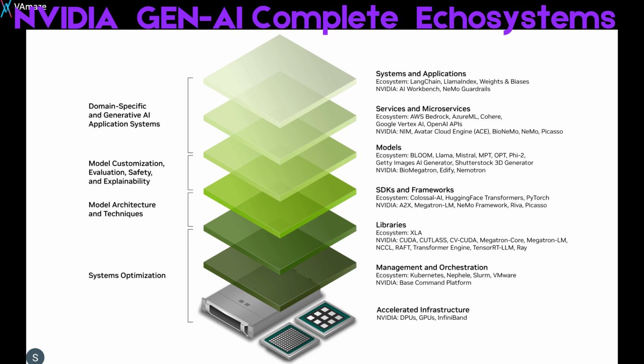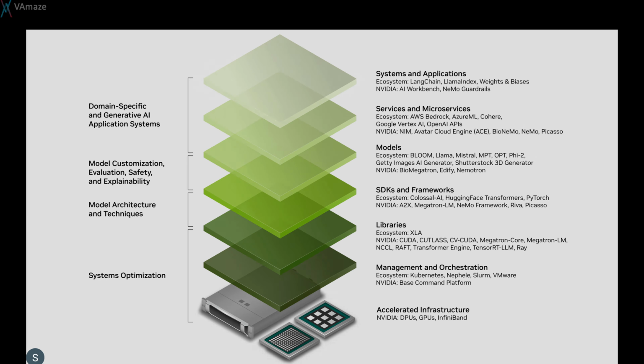And then from the top, the domain specific and generative AI application system, where we have the services and microservices, with a rich set of cloud providers like AWS Bedrock, Azure ML, Cohere, Google Vertex AI, and OpenAI. On the NVIDIA side, we have NIM, Avatar Cloud Engine ACE, BioNeMo, NeMo, and Picasso. On the systems and applications side, we have agent chains like LangChain, LlamaIndex, Weights & Biases, NVIDIA AI Workbench, and NeMo Guardrails. This gives you the end-to-end view of the main layers and also the sublayers.